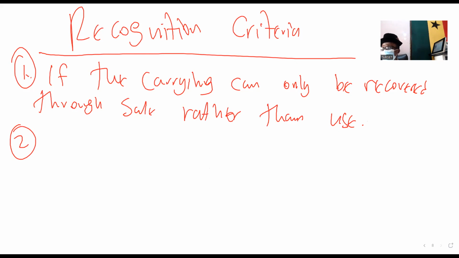Again, condition 2 comes to prescribe what we have to do. Condition 2 states clearly that if and only if the sale is highly probable, it's probable that the sale will be done within 1 year. It must be done within 1 financial year. So it must be highly probable that the sale will be done in 1 year.